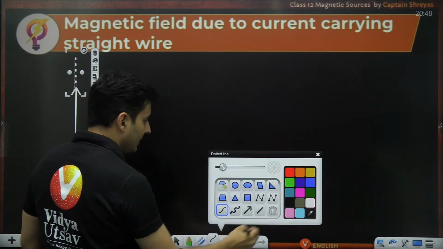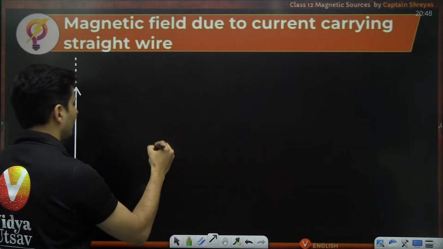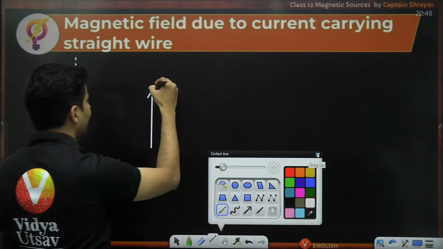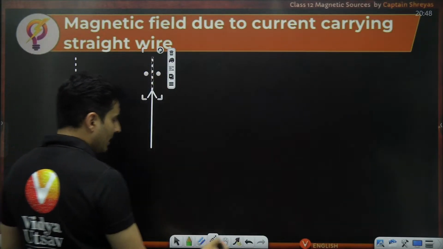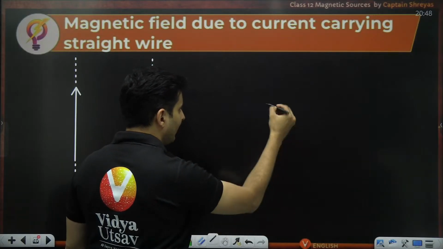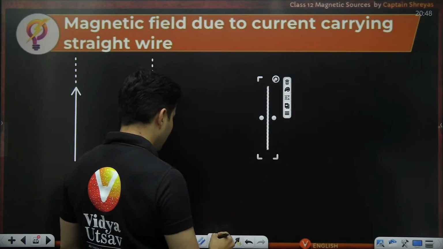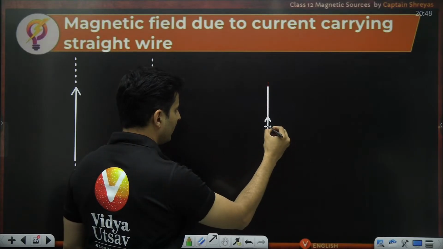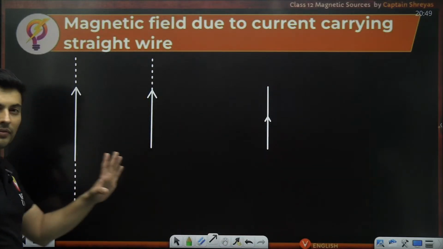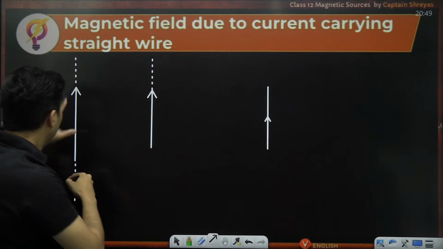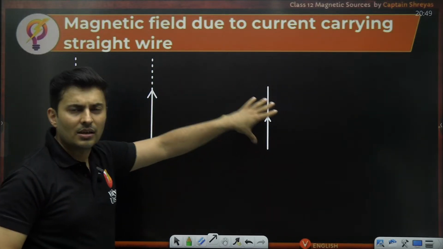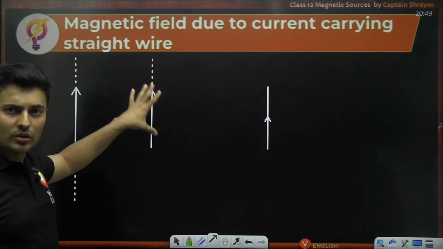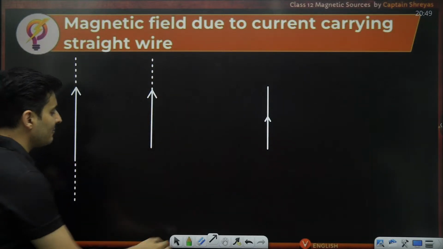One is a semi-infinitely long wire. It looks something like this. Another one is a finite wire carrying current. These are the three different wires which you need to study. All three depend on the finite wire's formula. If you know it for a finite wire, you can also find it for semi-infinite and also for an infinite wire.